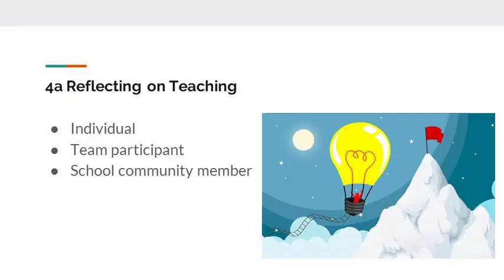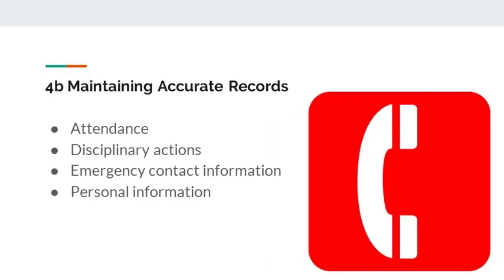To meet 4A, reflecting on teaching, the teacher engages in reflective thinking as an individual, as a team participant, or as a school community member with the goal of improving instruction and learning for all students. To meet 4B, maintaining accurate records, the teacher keeps records of attendance, disciplinary actions, emergency contact information, and personal information. The teacher shares relevant information with appropriate school personnel.